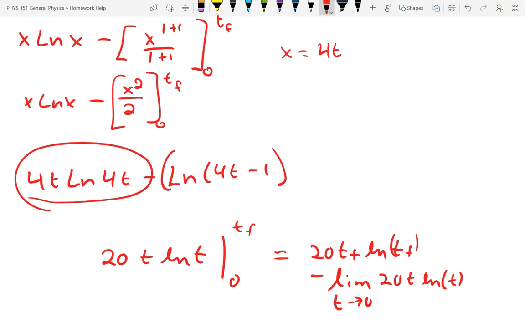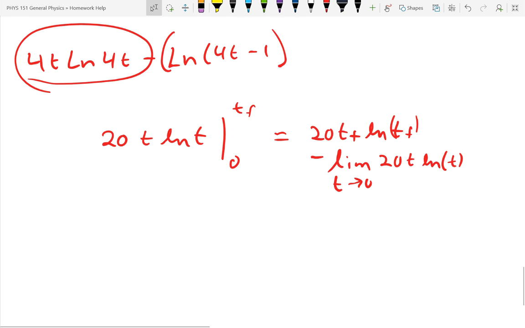Because when you put in 0 for t, that's going to be 20 times 0 times, what's natural log of 0? Minus infinity. 0 times minus infinity, because it's a limit, could be anything. That's indeterminate. It's not undefined, it's indeterminate. If it's indeterminate, we have our ways of determining what its value is. But to do that, we have to use L'Hopital's rule.